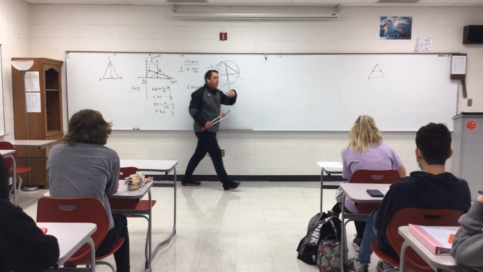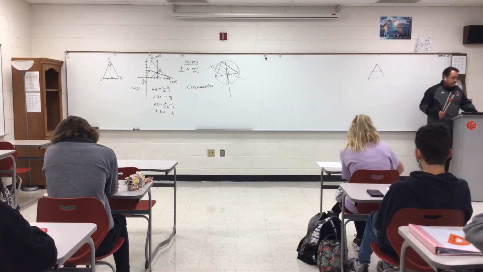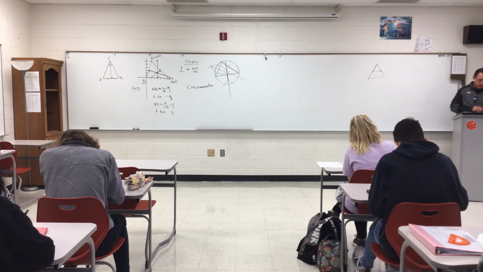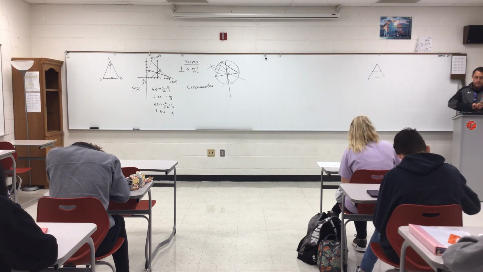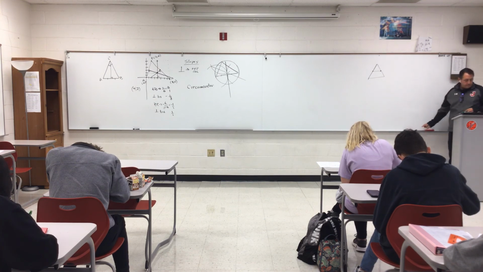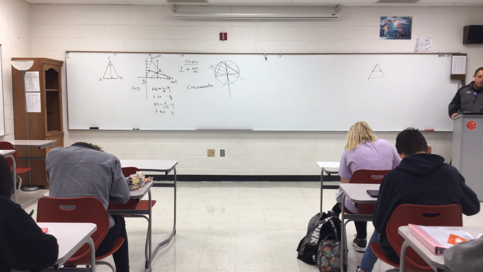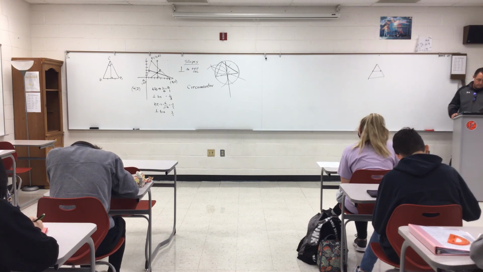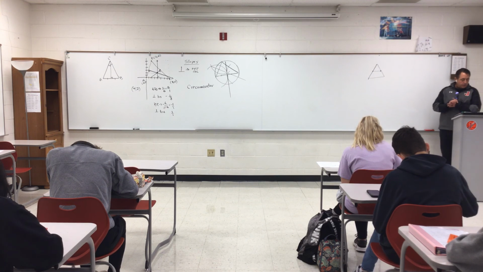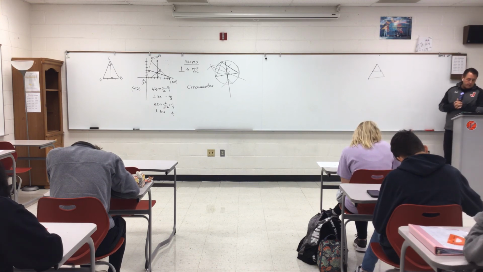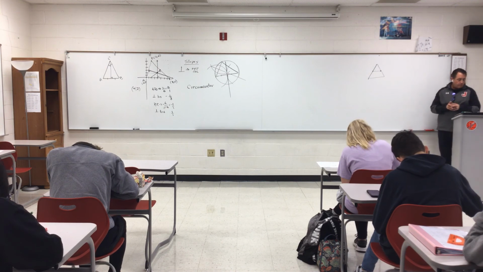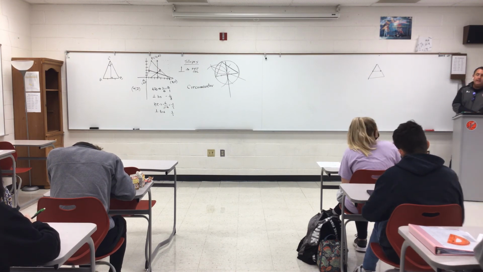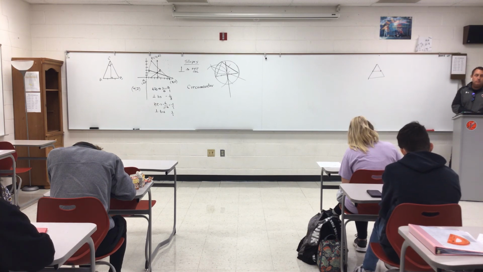Okay? So let's write down what we just discovered here. Go down to the bottom. So it says the circumcenter is equal distance to the vertices of the triangle. So PA is equal to PB, and it's also equal to PC. So on that bottom example, that P is the circumcenter.